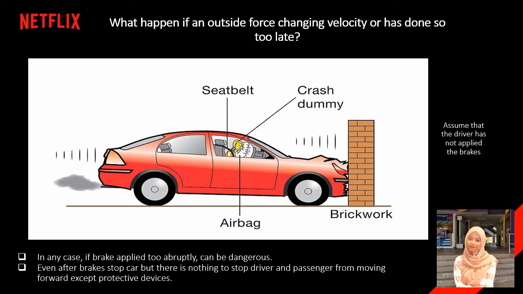Like a brick wall, the brake stopped the car, but nothing stopped the driver or the passengers from moving forward, except for protective gear, such as the seatbelt to keep the person's body in place, the airbag to help their breath, and the headrest to prevent whipping on collision from the back.